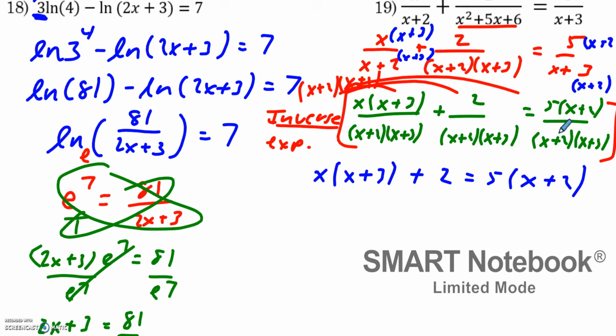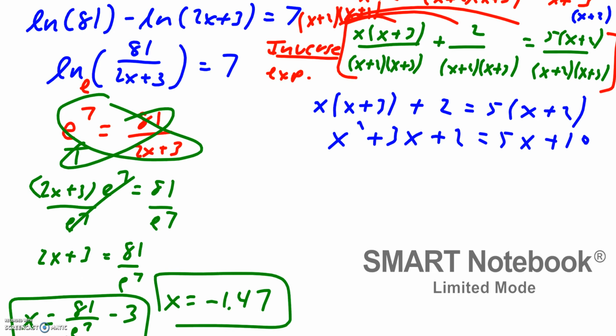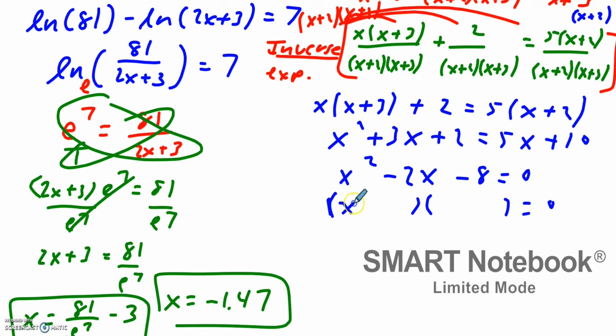And again, factoring comes into play. A lot of this semester factoring is extremely important. So we have x squared plus 3x plus 2 equals 5x plus 10. If we continue to solve that, we would get x squared, let's move this over, minus 2x minus 8 equals 0. Factor this. That would be x minus 4, x plus 2. So my two possible answers are x equals 4 and x equals negative 2.